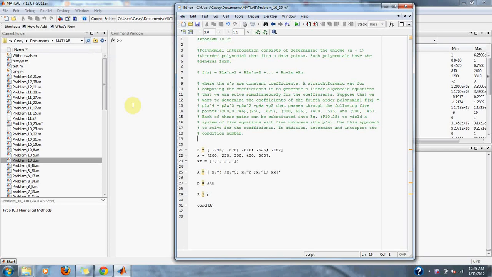Numerical Methods Problem 10.25. Polynomial interpolation consists of determining the unique n-1 order polynomial that fits n data points. Such polynomials have the general form f of x equals p1 x to the n-1 plus p2 x to the n-2 up to pn, where the p's are constant coefficients. A straightforward way for computing the coefficients is to generate n linear algebraic equations that we can solve simultaneously for the coefficients.